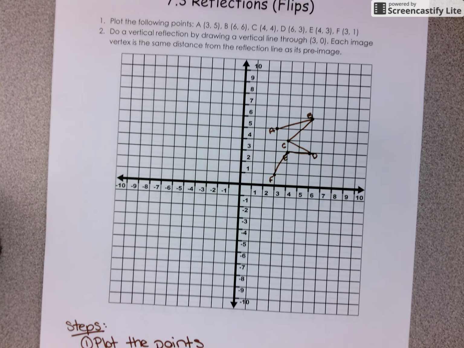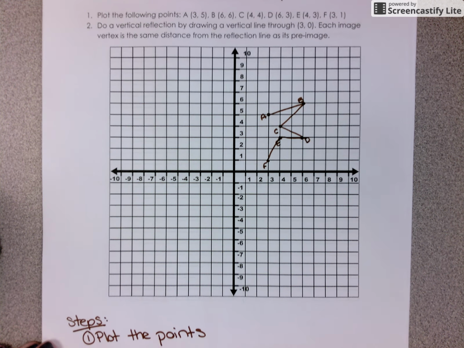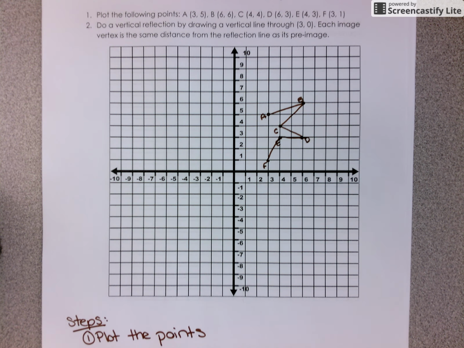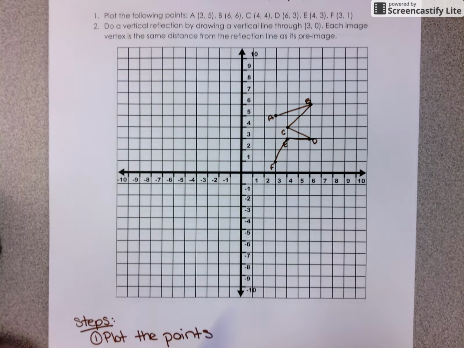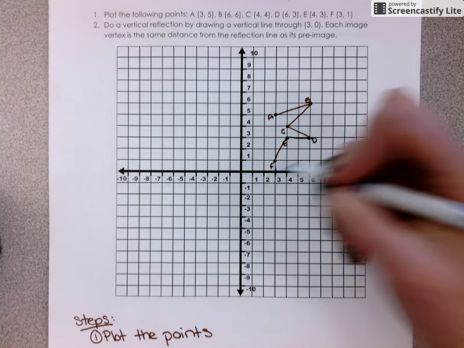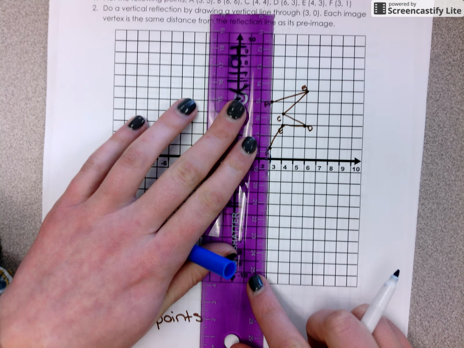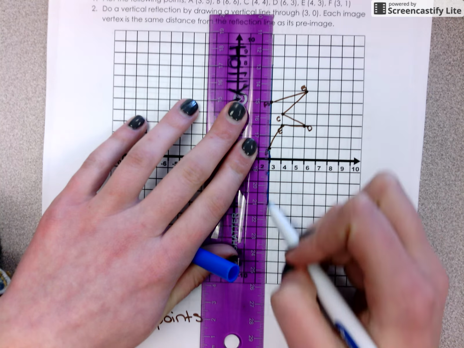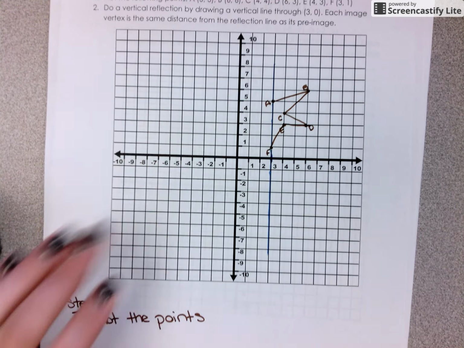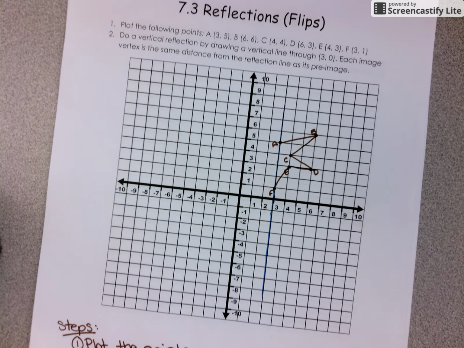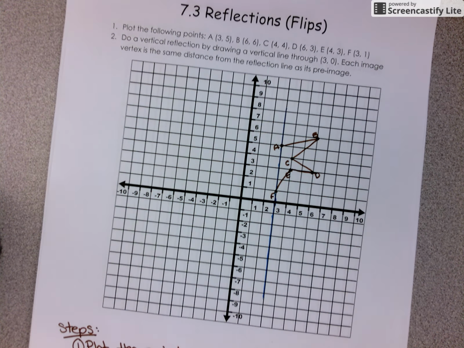So now what you're going to do is if you look at step 2 here, it says do a vertical reflection by drawing a vertical line through 3 and 0. So I would take out my ruler and on 3 and 0, which would be 3 over 0 up right here, I would draw a vertical line. And that line is going to be my line of reflection. So basically what we're going to do here is do a vertical reflection. So we're flipping this image to this side.